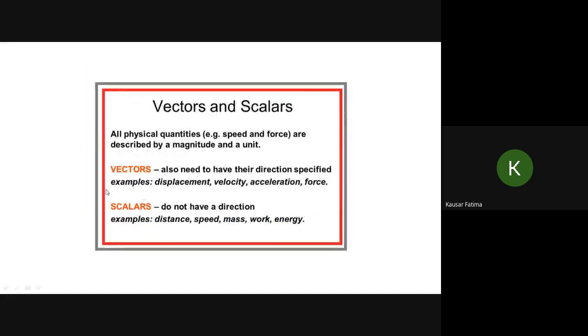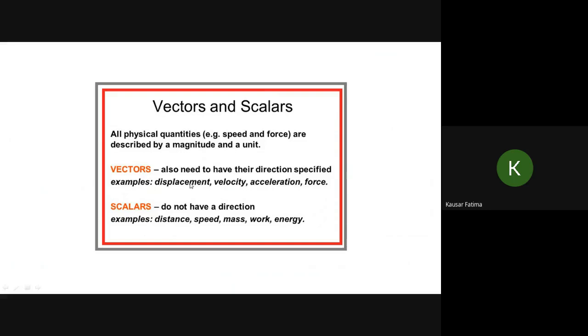Vectors and scalars. All vectors are quantities which need direction as well as magnitude. So direction has to be mentioned for the physical quantity to be more clear. Speed is a scalar quantity because we don't need direction. Force is a vector quantity because it has a direction.